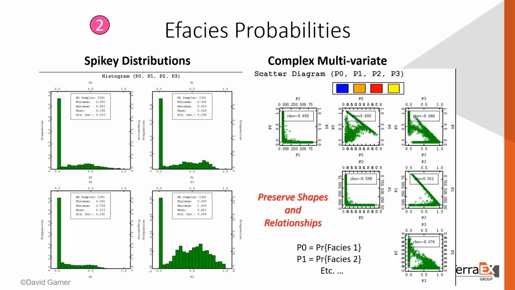Okay, so here we have very spiky distributions shown. We have 4 probabilities, one for each facies. The first facies is P0, second facies is P1, and so on. And so the cross plots are here. They're highly nonlinear. They're not very nicely shaped, and we want to simulate and try to preserve some of that. And that's a bit of a challenge.